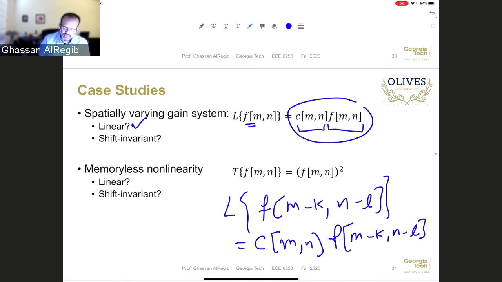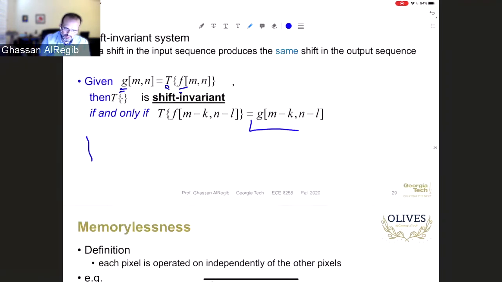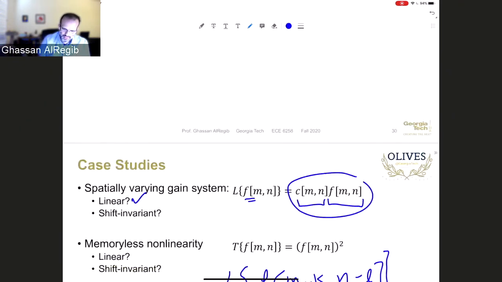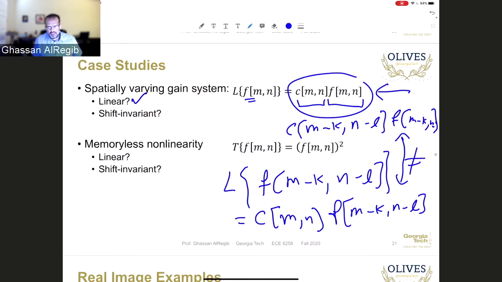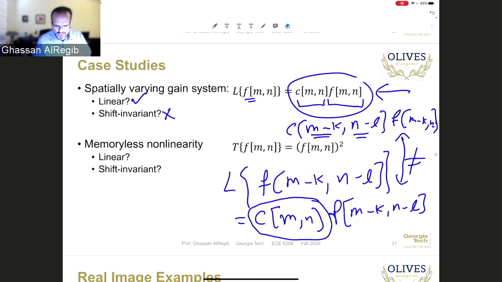What if I look at the other test, the right-hand side of this? What if I shift the output? My output is this thing here. Shifting the output means I will have C of M minus K, N minus L, times F of M minus K, N minus L. These two are not equal. They are not the same. Why? Because our coefficient here varies with position. Even if we limit it to be equal to one, a constant, it's still not a shift-invariant operator. So in this case, this is not shift invariant. And thanks to those who said no in the chat room.